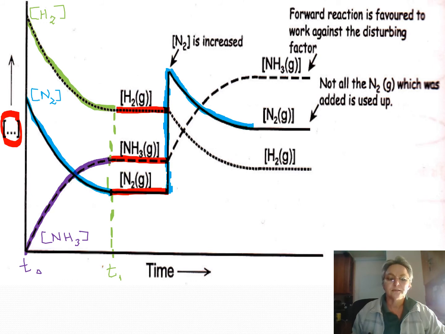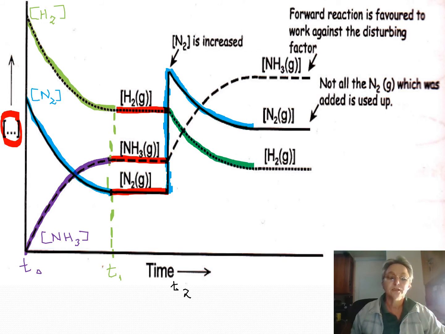So at time T2, nitrogen was added and its concentration went up, and then it had to go down again for the reaction to reach equilibrium. What happened to the amount of hydrogen? The concentration of hydrogen just dropped in order to reach the new equilibrium.